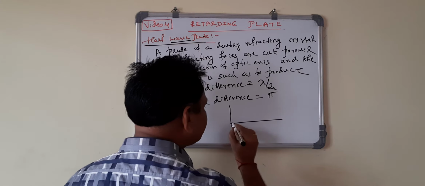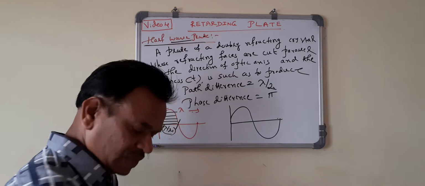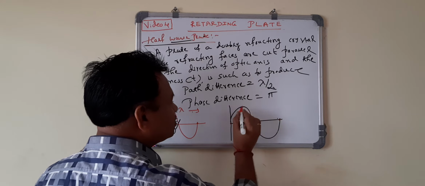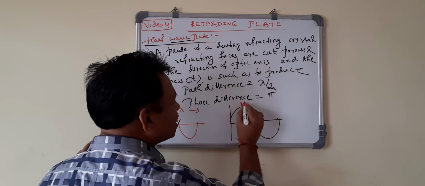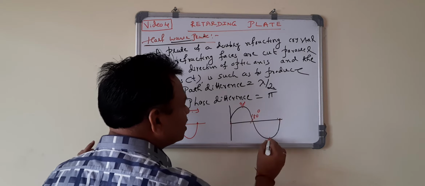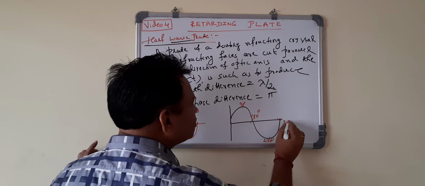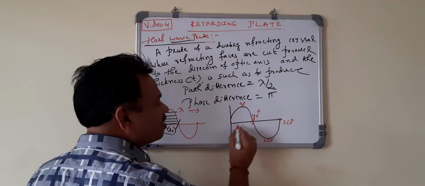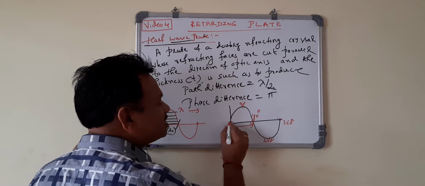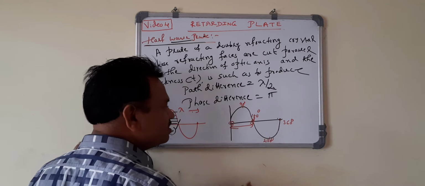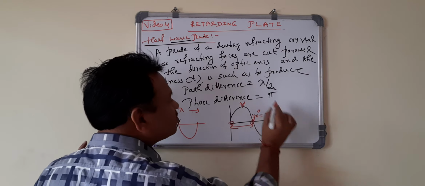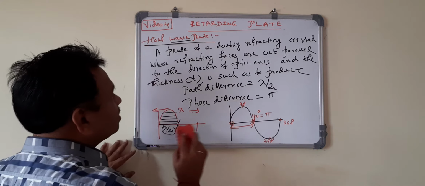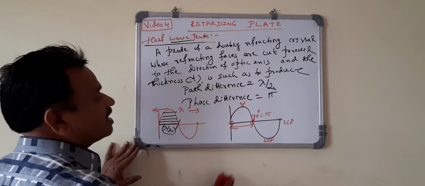What about phase difference? See, here, this point is 0 degree. This is 90 degree. This is 180 degree. This is 270 degree. This is 360. From here to here it is 360 degree. Half means up to this. Phase difference between this point and this point is how much? 180 degree. This is the phase difference produced between the O ray and E ray.